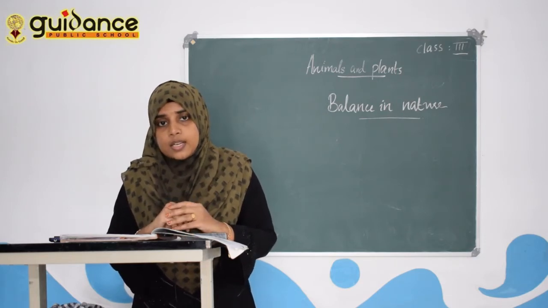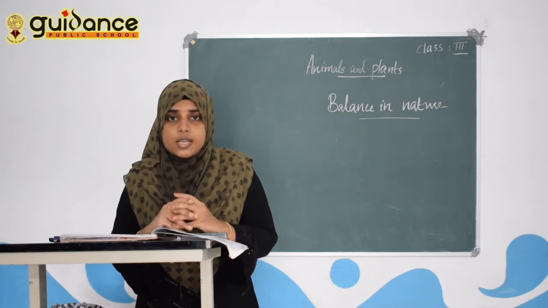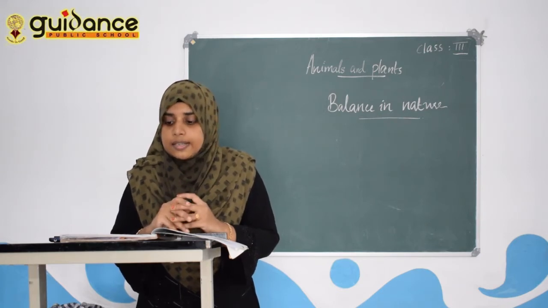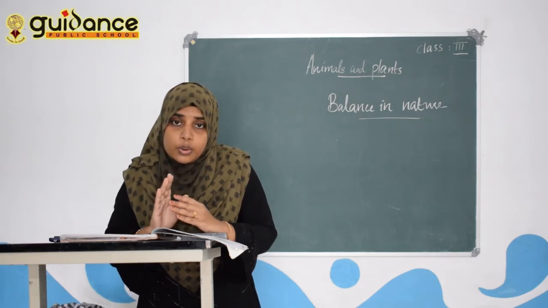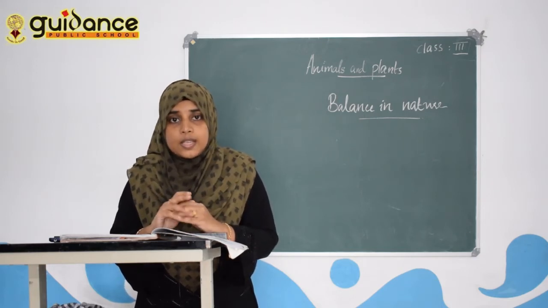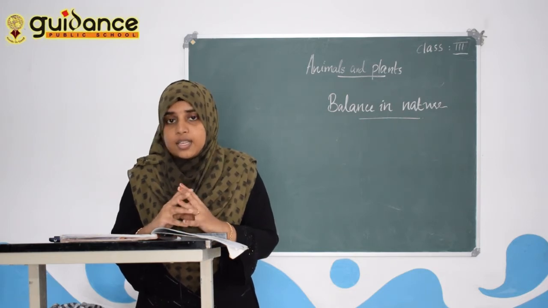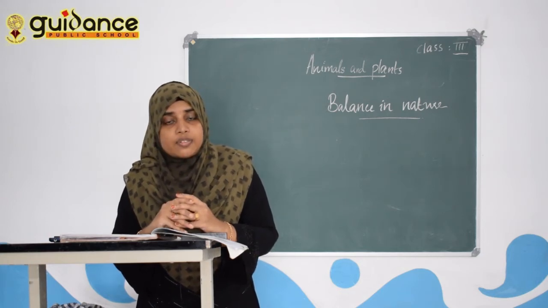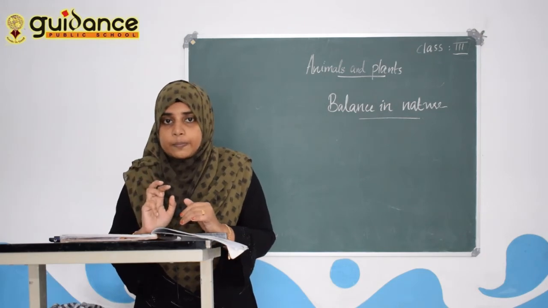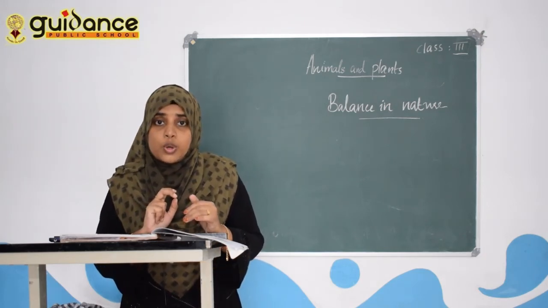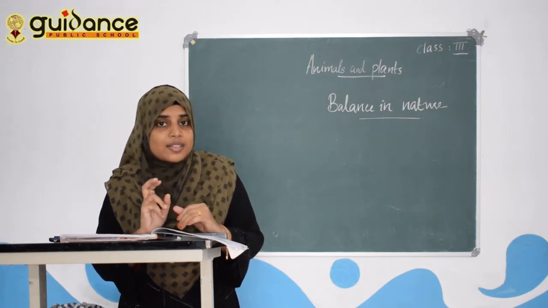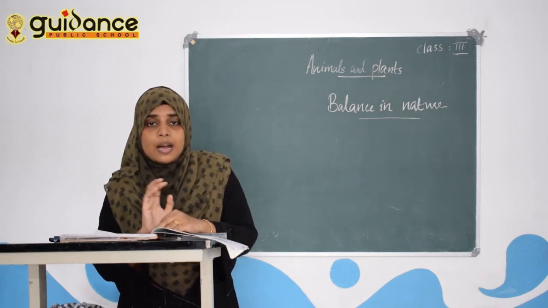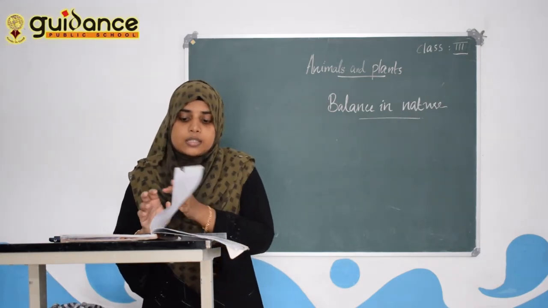And how do we maintain this balance in nature? First, we should protect animals like the tiger, and we should also grow more trees. By protecting animals like the tiger and growing more plants or trees, we maintain a balance in nature. So that chapter is over.